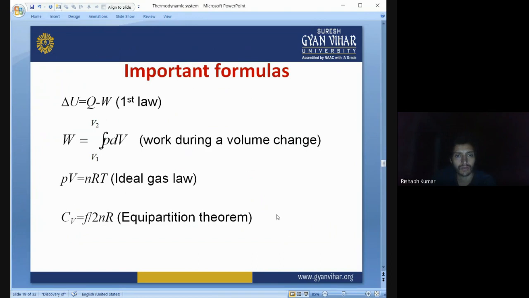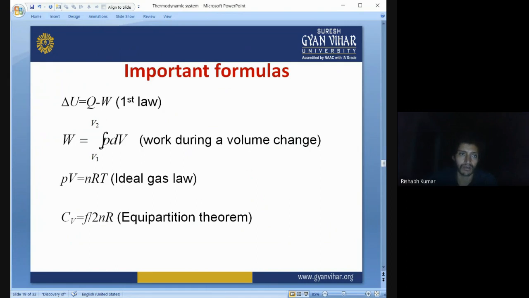So what are the important formulas that we have learned up till now that are frequently used and are going to be used further? First one is your delta U is equal to Q minus W. This we got from the first law of thermodynamics, right? The first law of thermodynamics states that energy is neither created nor destroyed but can be transformed from one form to another. So that is your first law.